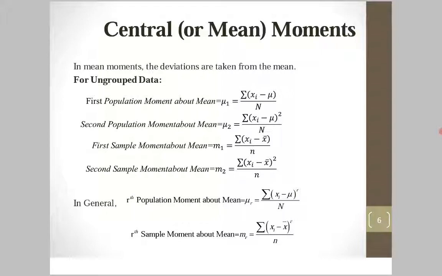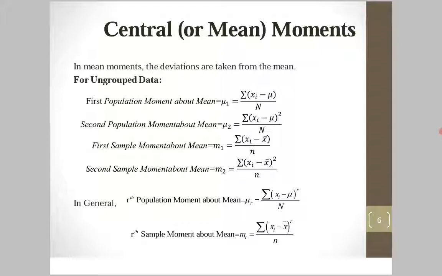Deviation is nothing but the distance from the center point of the data to the sample data. So, first, population moment about mean. What is population? Population is nothing but a statistical term. So the first population moment about mean, that is mu1, is equal to sigma (xi minus mu) by capital N.